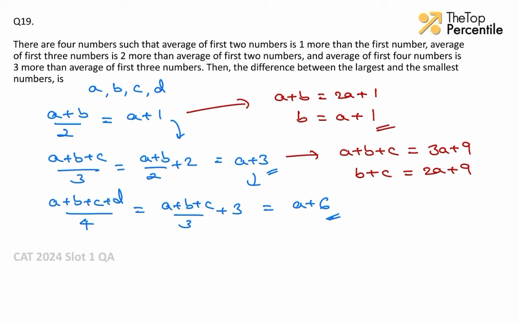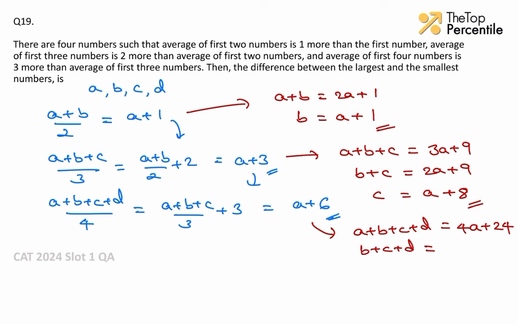And I already know B is A plus 1. So this will be, A will go this side. So 2A minus A will be A. Plus 1 will come on the RHS, and I'll get 8 here. Okay, so C will be A plus 8, and taking this result here, so I'll get A plus B plus C plus D equals 4A plus 24. This will be B plus C plus D as 3A plus 24.